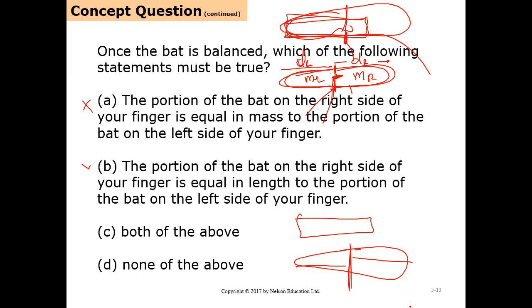Also, the mass is also not equal. So both A and B are wrong. So this is wrong because they're saying both are correct. So the answer is D, none of the above. So what is going to be equal is the product. M_L d_L is going to be equal to M_R d_R, because that is the definition of the center of gravity.